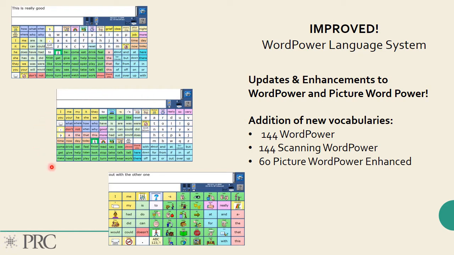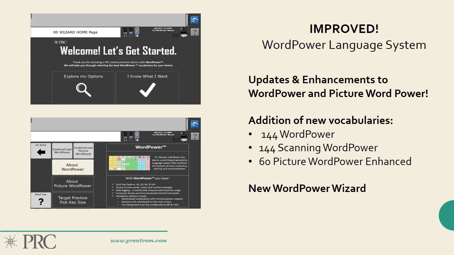We also have a 144 Scanning Word Power where you can see just the placement of pronouns, for example, makes it more conducive to block scanning. And there's the addition of 60 Picture Word Power Enhanced. So this is in addition to the options that we've had in our devices for a while. We also, just like I showed you with Unity 2.0, have a new Word Power wizard. And so again, this helps somebody just get started exploring what they want and selecting that option for them.